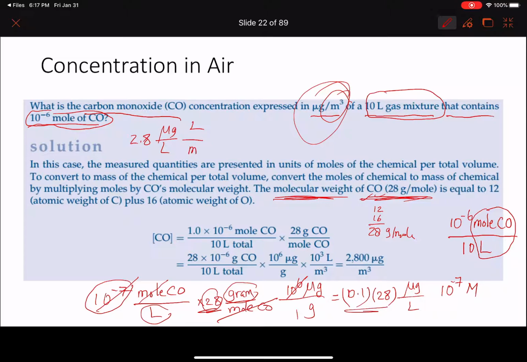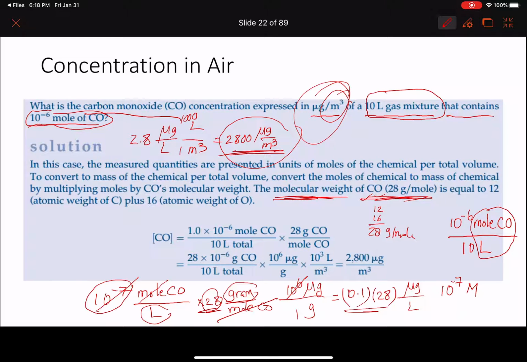Liter on top, meter cube at the bottom, and we know that 1 meter cube is equal to 1,000 liter, and this would make it 2800 microgram per meter cube. So this is the concentration. If we collect a 10 liter mixture, this 10 liter mixture will contain 10 to the minus 6 mole of CO. The concentration of that carbon monoxide is 2,800 microgram per meter cube.